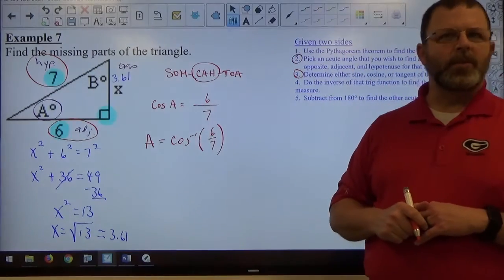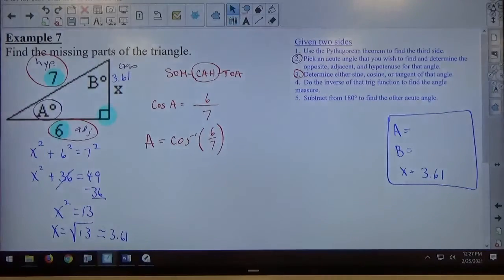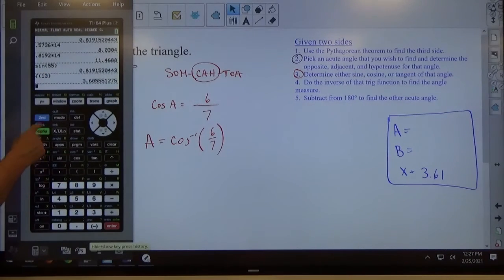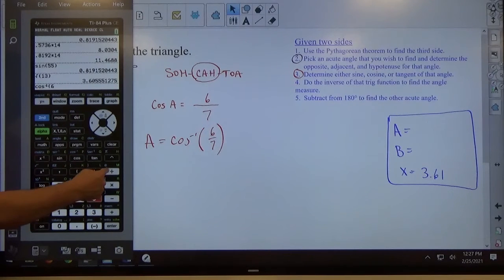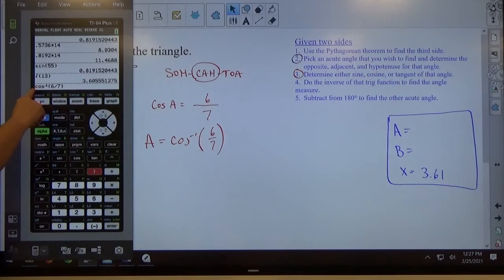And don't change it to a decimal. Keep it as 6/7. 6/7 is exactly right. If you punch in 6/7 in the calculator, you get some decimal, and you're now making it less accurate. So I go to my calculator, I hit the second button, then cosine, so it says cosine^-1. I'm going to type in 6/7 in parentheses. So whatever cosine equals, you do the inverse cosine of that number to find out what A equals.